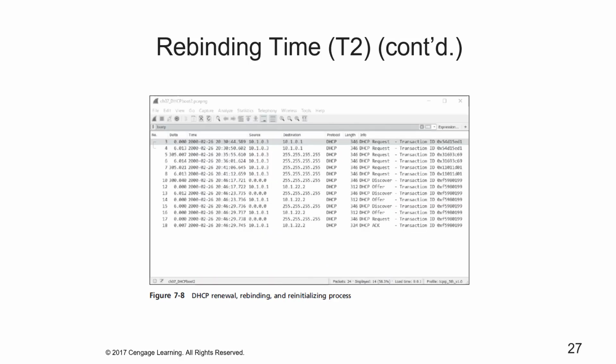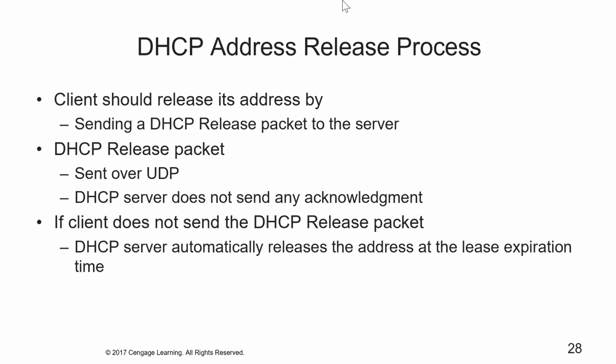And here is a capture of the DHCP renewal, rebinding, and reinitializing process. Although it's not required by the specification, the client should release its address by sending a DHCP release packet to the server. This is called the DHCP address release process, or just the release process.